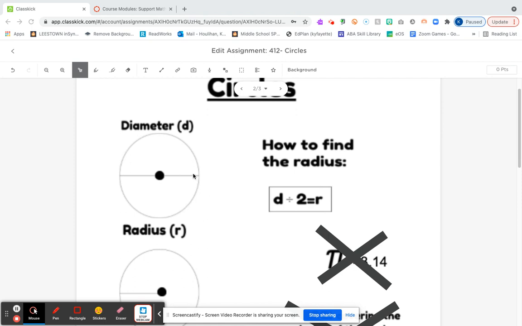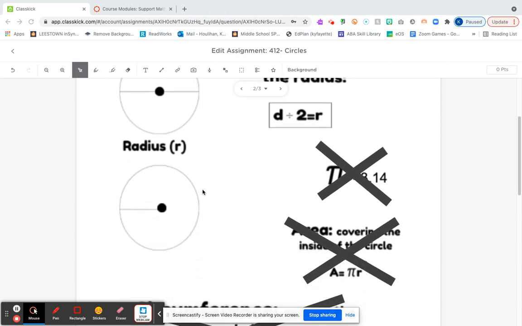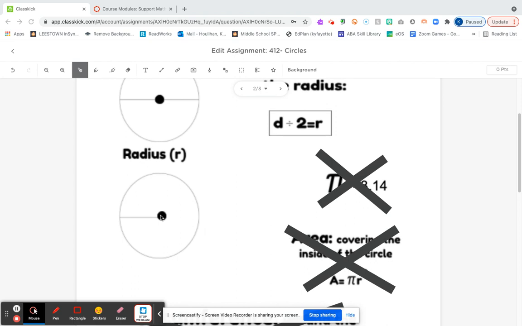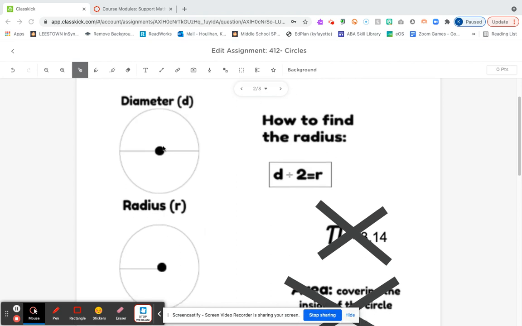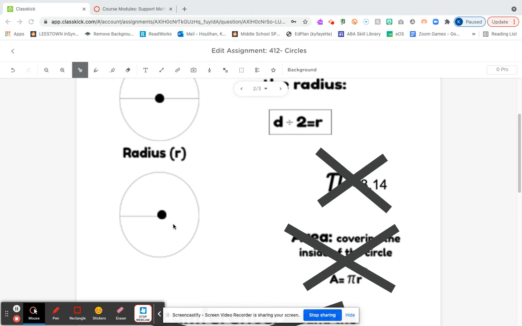So here's my circle, and the center of my circle has a dot on it, and this line goes from one edge through the center and to another edge, and that's called the diameter. Okay, I also have this circle down here, and this line goes from one edge to the center, and that's the radius. So this line's only halfway through the circle. So full way through the circle, diameter, halfway through the circle, radius.